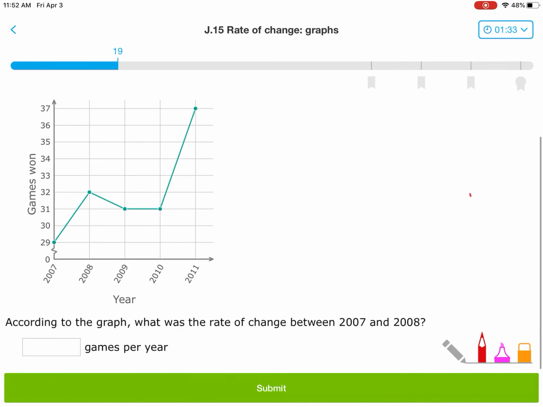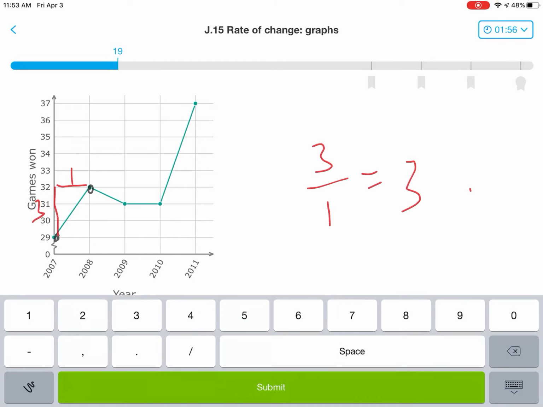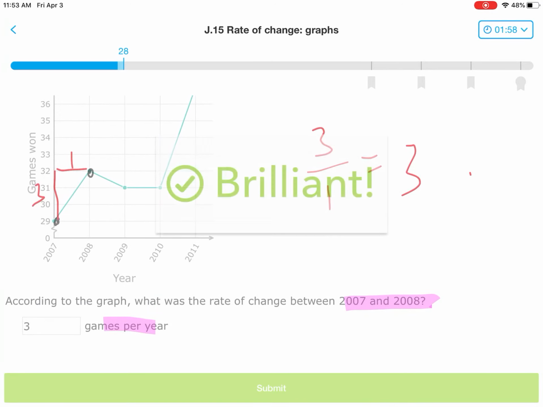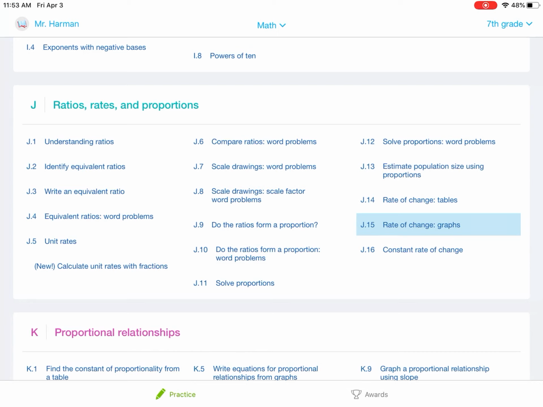All right, I'm going to do one more with you here. This time I'm going games per year, 2007 to 2008. In 2007, they won 29 games, and in 2008, they won 32. If you look at our labels, it's counting by 1. So the change in y is 1, 2, 3, and the change in x is 1, and 3 divided by 1 is 3, so it's 3 games per year. All right, hopefully that helps with J.15. Let's move on to J.16.